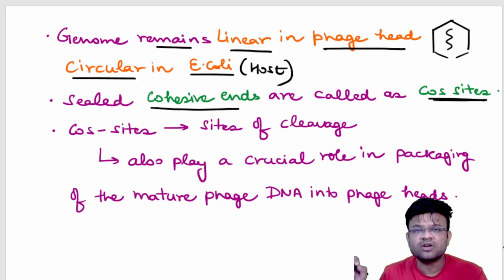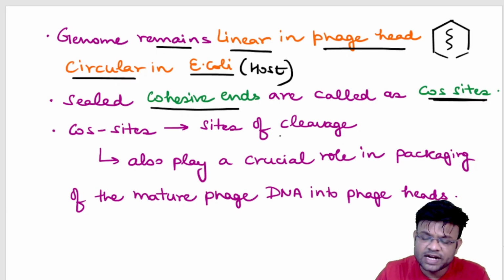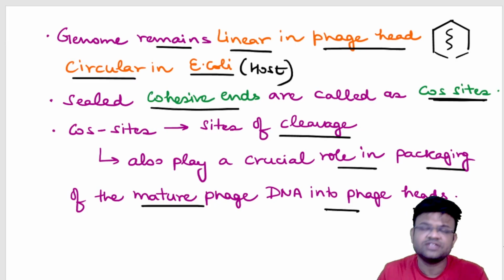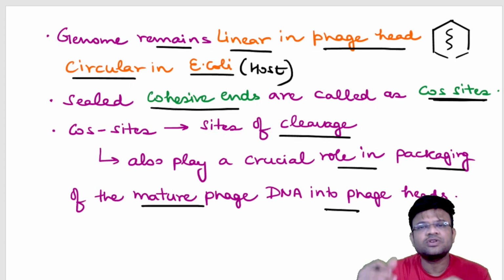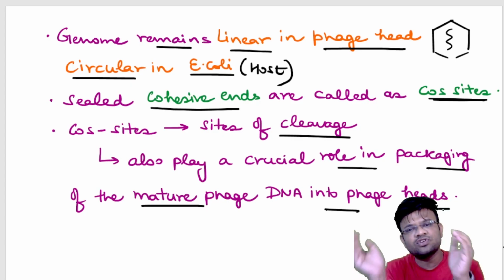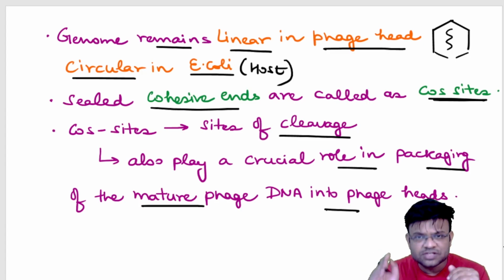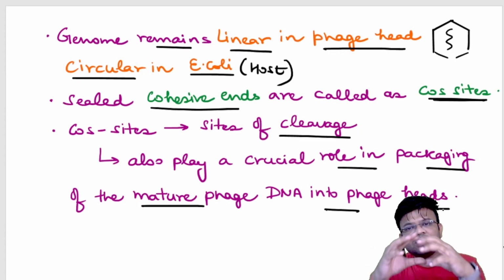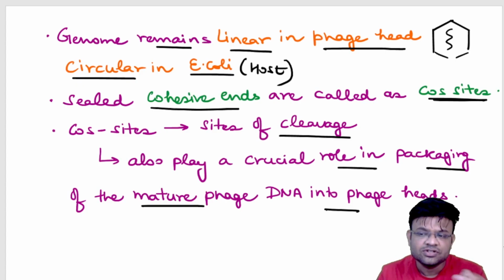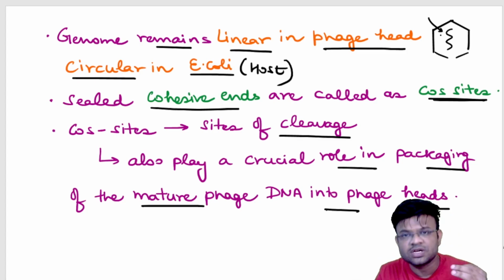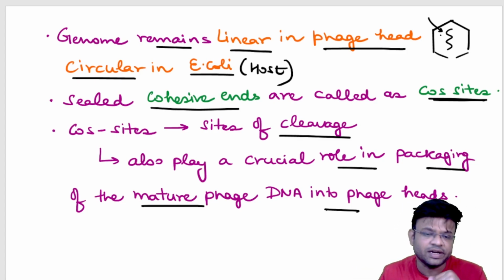So this, I believe you would have got a clear understanding. Cos sites are sites of cleavage. I have already told you this. They also play a crucial role in packaging of the mature phage DNA into phage heads. This is again an important point. Most of the questions are asked on this point only: what is the purpose of cos sites. Primarily cos sites are used for circularization. This is one thing. Another thing is cos sites are also utilized for packaging the lambda genome inside the phage head. So when I am packaging this inside the phage head, for this purpose also cos sites are used. How they are used, we would be talking about that a little later.